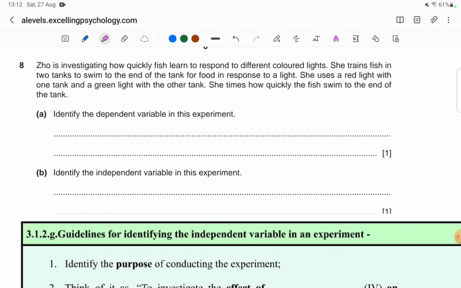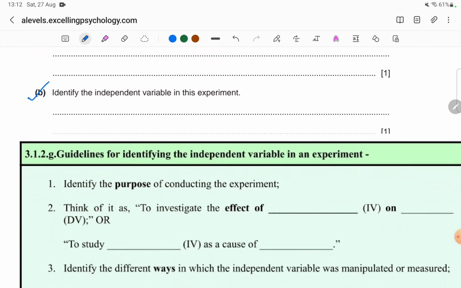Okay, we are going to be attempting question B here. So take it as 8B. Firstly, we need to identify the purpose of conducting the experiment. Why is Zoe conducting the experiment? In my mind, she wants to see whether fish who are trained with green light would swim faster than fish who are trained in red light. So I would think of it as to investigate the effect of light on speed of swimming.